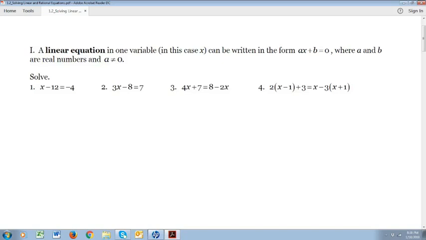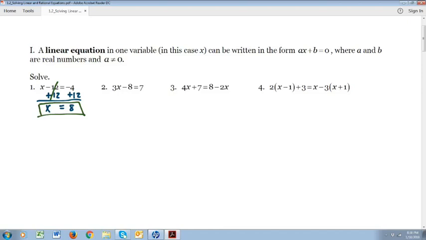Our goal when we solve linear equations is to get x by itself. And in this problem, to get rid of the minus 12 there, we're going to want to add 12 to each side. And that's going to leave us with x on the left. On the right side, we're going to get 8. And so our solution is x equals 8. This is what I call a one-step equation because I only needed to do something to each side once to solve this equation.